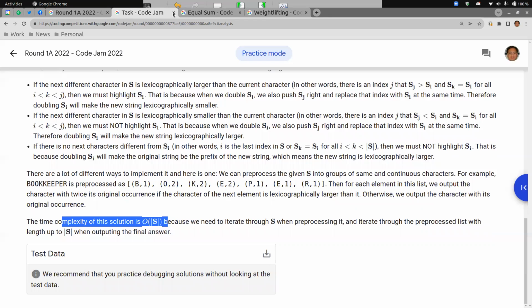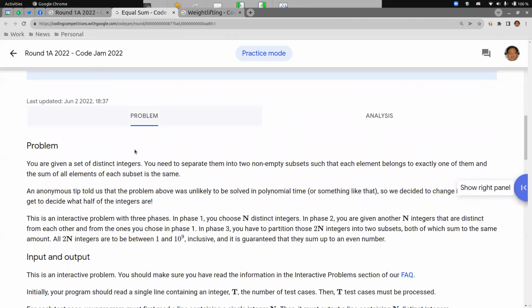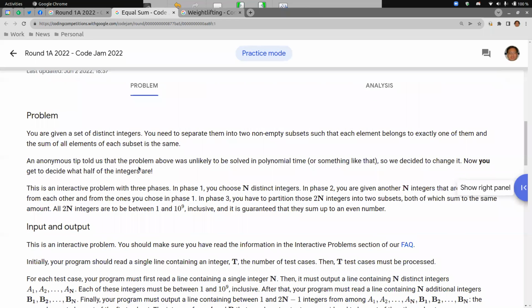All right, the next problem is a fun one, I thought. And it's a quite different kind of problem. Okay, I kind of talked about knapsack; maybe I'll say something about it. This is somewhat knapsack, I don't know. Let's read. You're given a set of distinct integers.